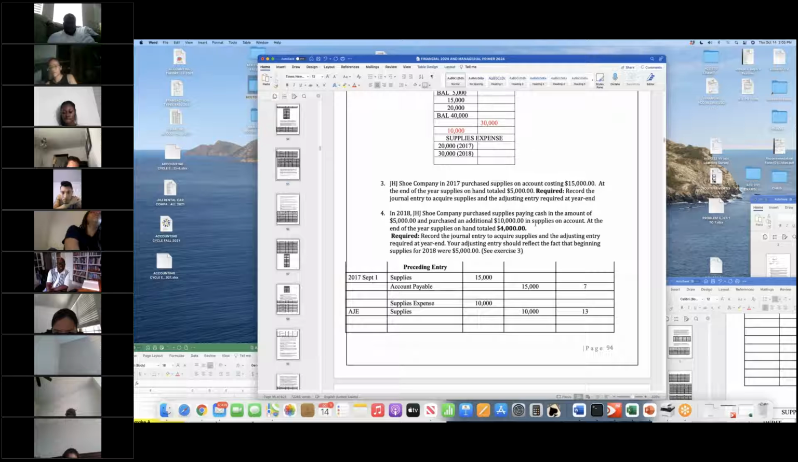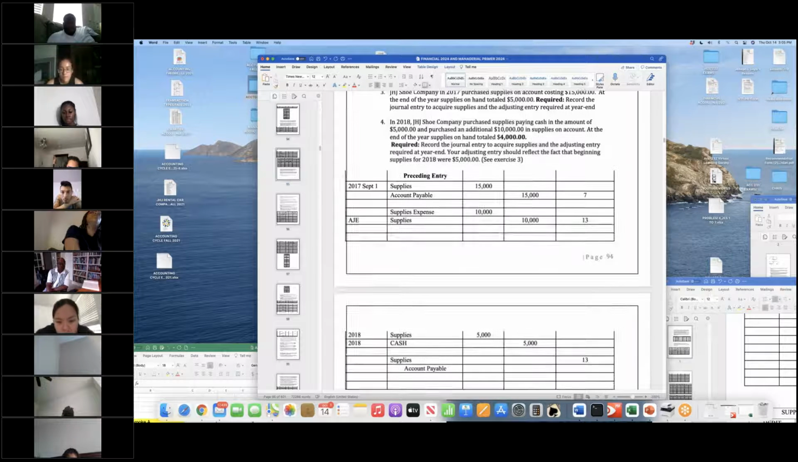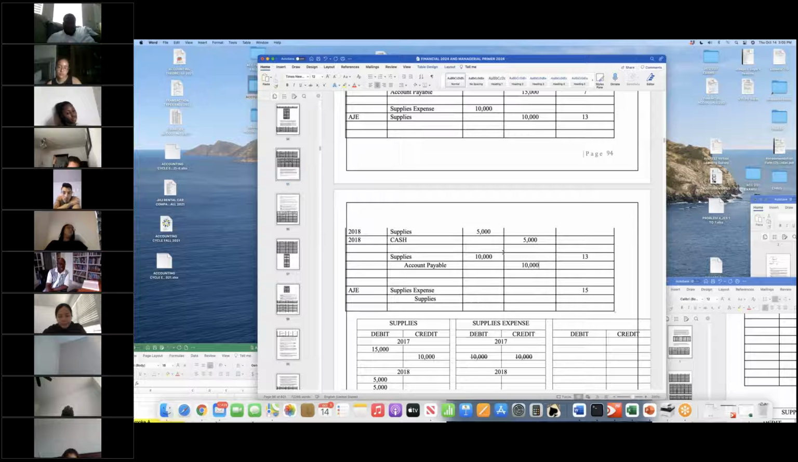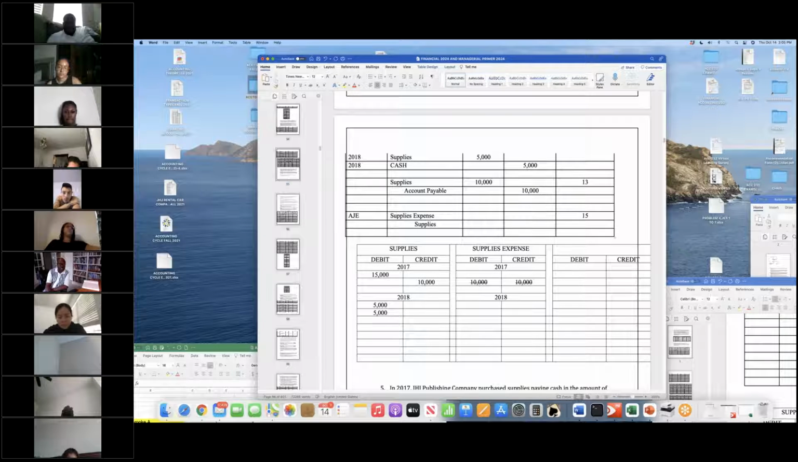We also purchased 10,000 on account. So we're going to debit supplies 10,000 and credit accounts payable 10,000. And now we got another 10,000 in here. So in the account at 2018, the 5 from the prior year plus 5 plus 10. So that's 20,000 that's in the account right now.